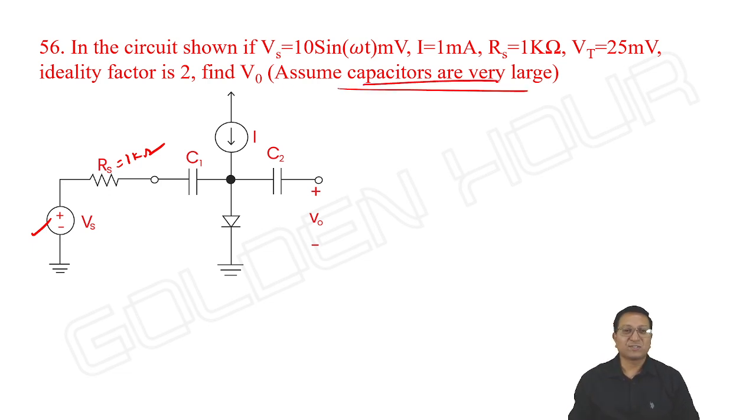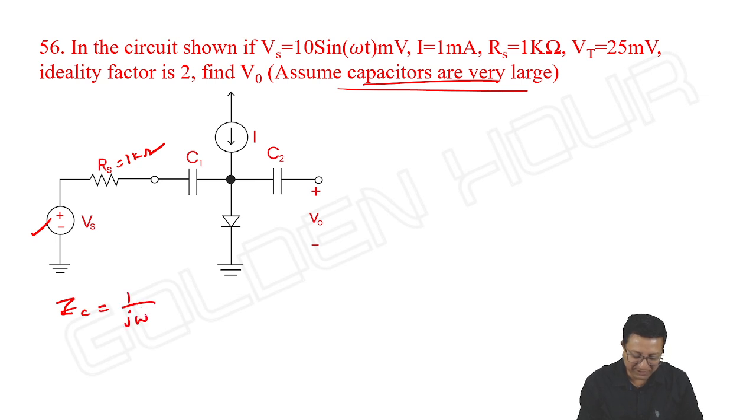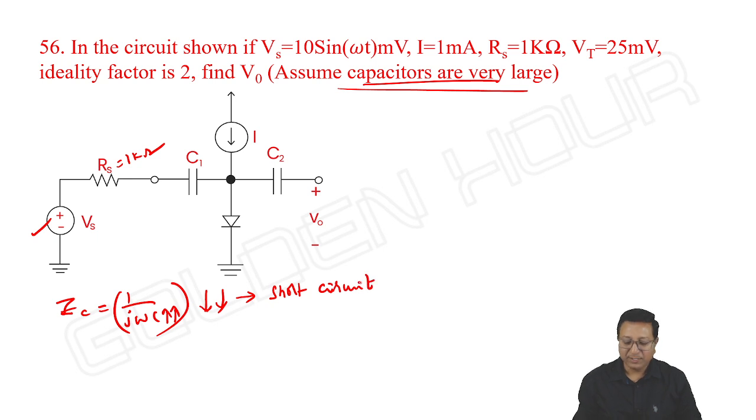What is the meaning of capacitors are very large? Anyway, a capacitor acts as an open circuit with respect to DC, whether it is small or large. And if it is large, with respect to AC, the capacitor almost acts as a short circuit. The impedance offered by the capacitor, 1 by j omega C, with C extremely high, is extremely low, meaning it is almost acting like a short circuit. That's the meaning of capacitors being large.